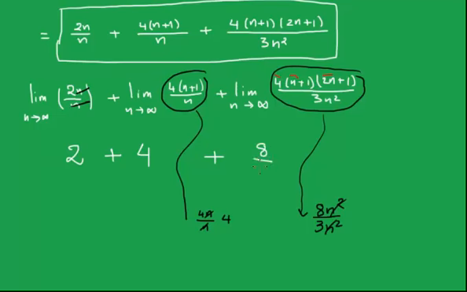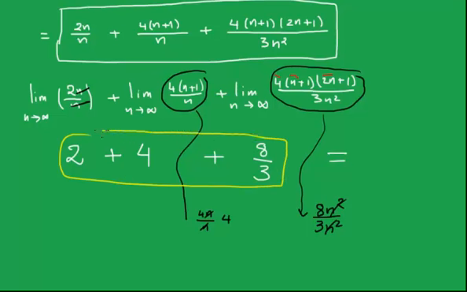So that limit is everything that you see here in white that I'm circling in yellow. So you have 2 plus 4 plus 8 thirds. So the limit at the end of the day is 26 thirds. So this is the final answer.